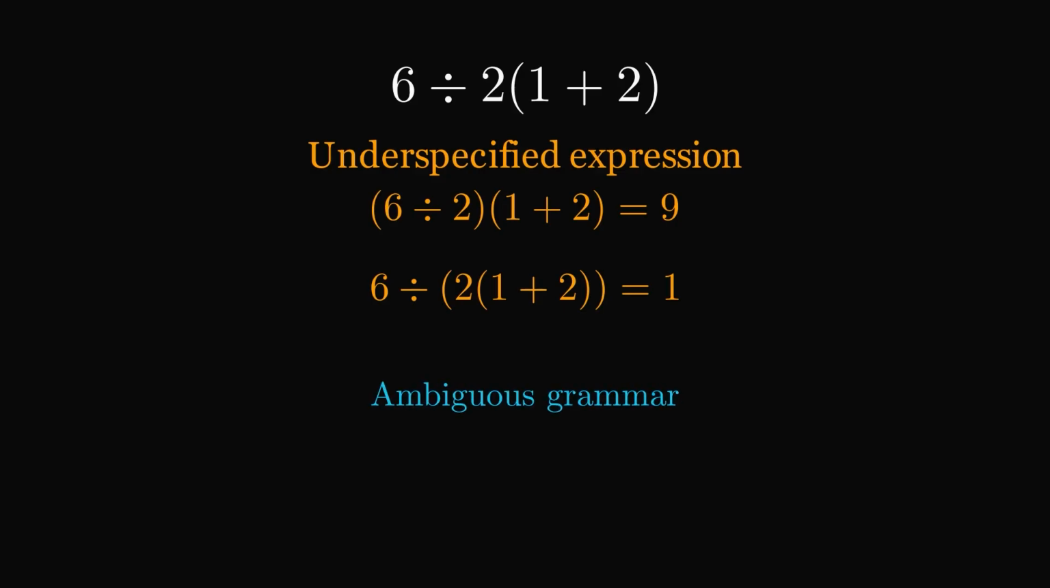There's a name for this in formal logic and computer science. An ambiguous grammar. A grammar is ambiguous when a single string of symbols has more than one valid parse tree. Mathematical notation is a grammar, and this expression is a sentence that grammar can't parse uniquely. The fix is always the same. Write it so it can only be read one way. Parentheses are free. There's no reason not to use them.